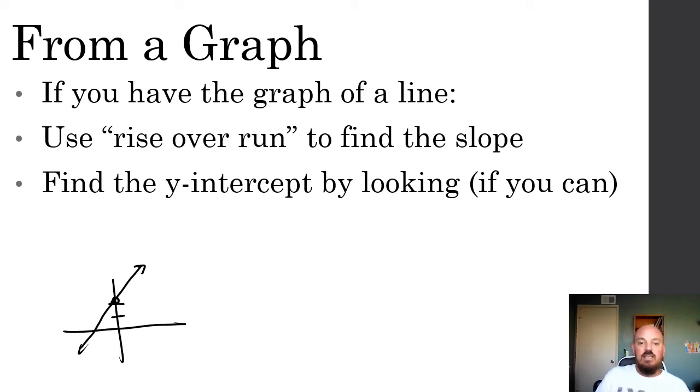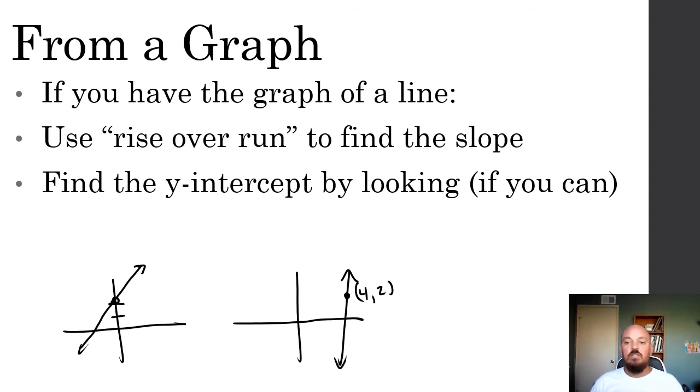If you can't tell, so let's say maybe you have a graph that looks kind of like this. And you're like, well, I don't know where that crosses the y-axis. It's way down, it's way down off my screen. You know, I can't see that. Then what you can do is pick a point on the line, maybe this is the point 4, 2 or something, and use the same trick that we just did on the last example. Plug in x, plug in y, plug in the slope, and find it that way. Solve for b.